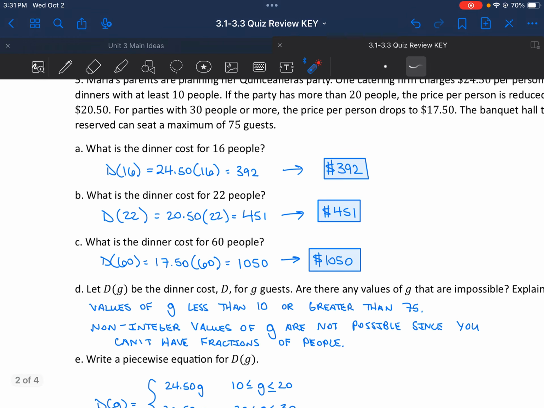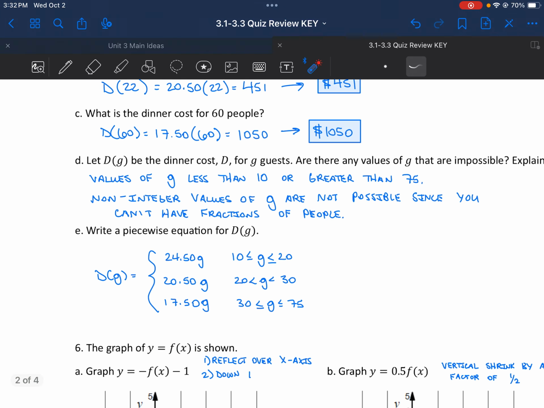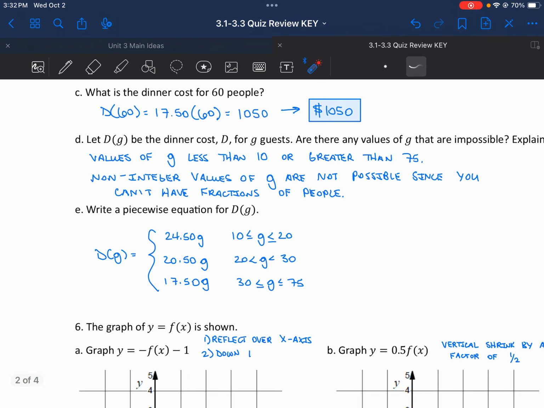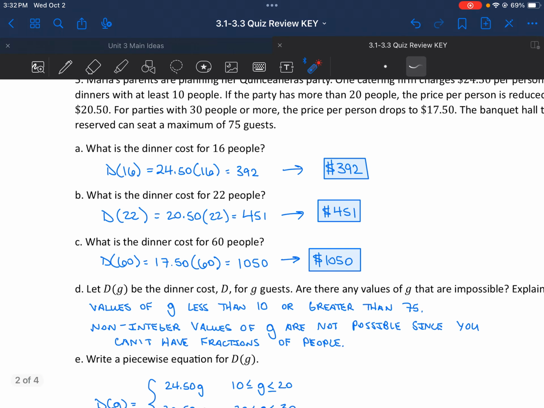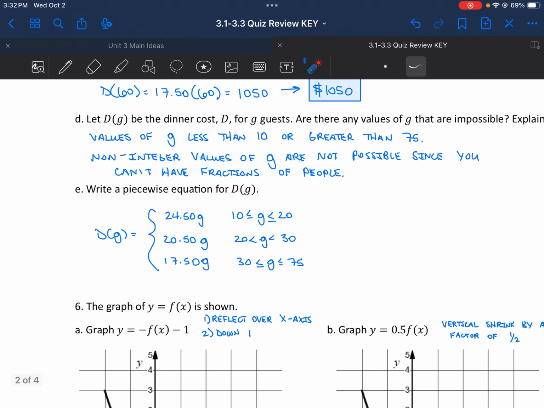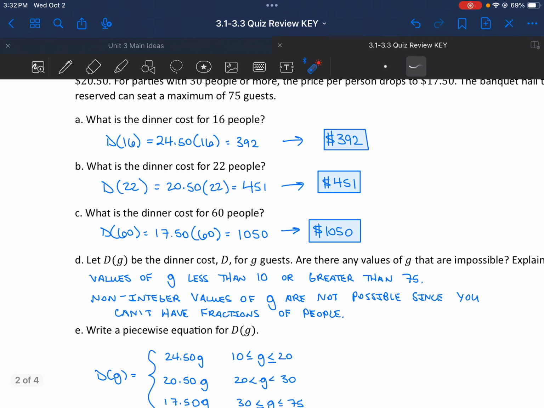Okay? So, what's the dinner cost for 16 people? Well, 16 would fall within this interval right here. So we're going to do $24.50 times 16. That gives us $392. Dinner cost for 22 people. 22 people falls within this interval, so we're going to use this equation. $20.50 times 22, that's $451. For 60 people, 60 falls in this interval, so $17.50 times 60, that's going to give us $1,050.